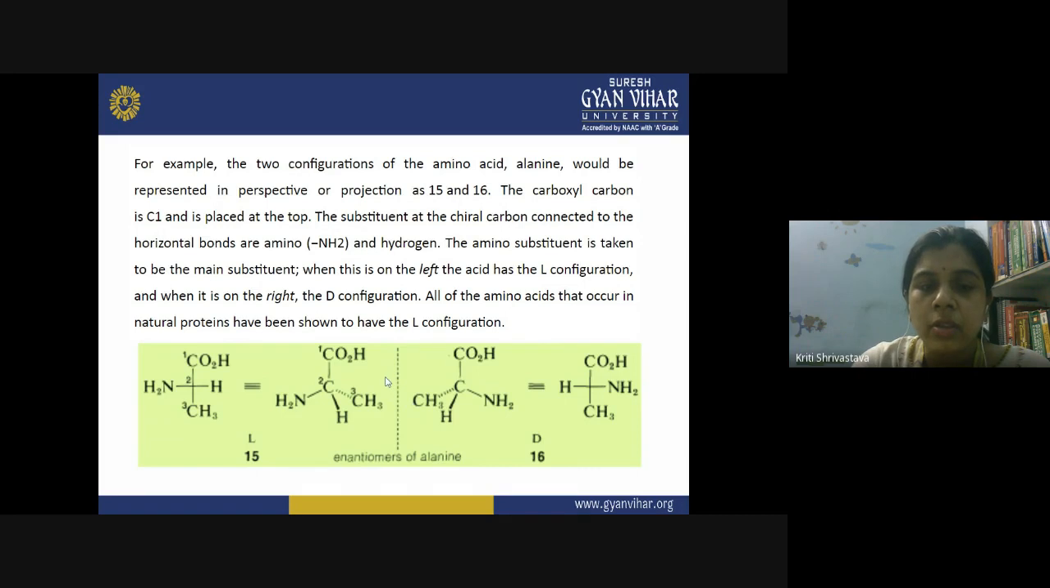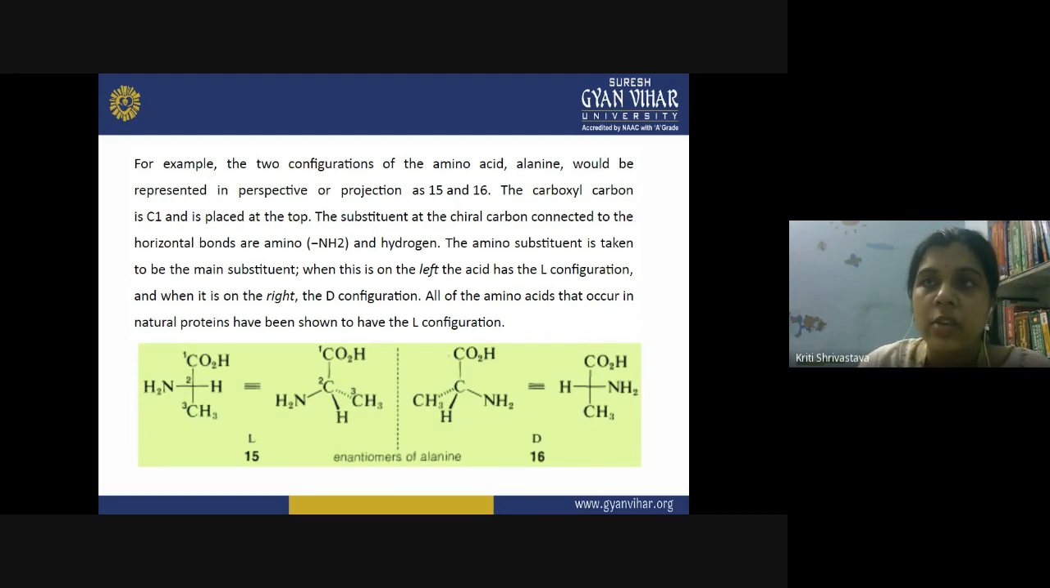Similar to the amino acids, this D and L configuration can also be given to different carbohydrates like glucose, fructose, mannose, galactose, lactose. There are so many carbohydrates, simple monosaccharides. They are known to us, and we can assign this type of configuration to them as well. Like I told you, we know D-glucose and L-glucose.